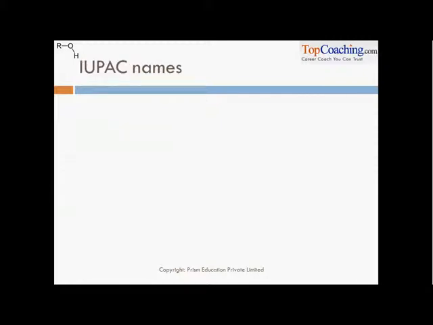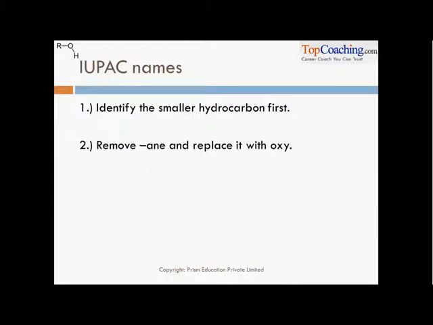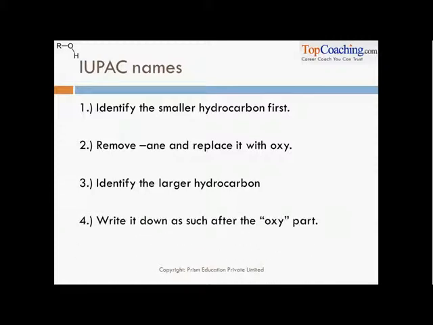How about IUPAC naming of ethers? In the IUPAC naming, we identify the smaller hydrocarbon first. Then we remove the ane of that hydrocarbon and replace it with oxy. Then we identify the larger hydrocarbon and write it down as such after the oxy part. Let us see.